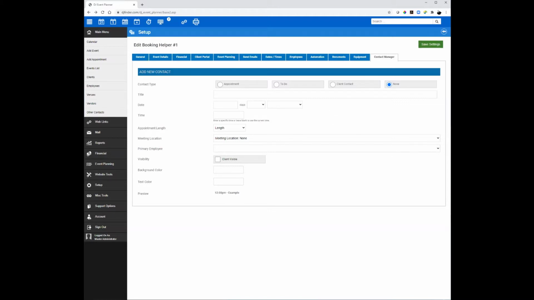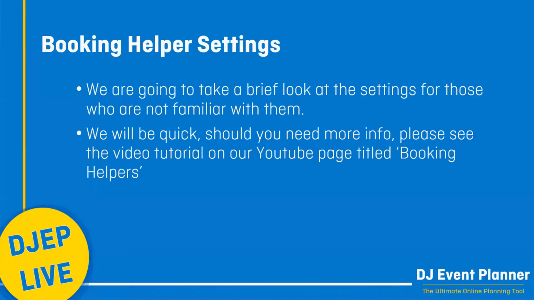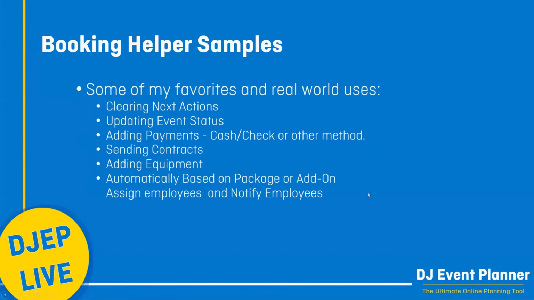Now we're going to go through some of my favorite settings. These are just a few of my favorite settings and real world settings. So clearing next actions, updating the event status, adding payments, cash, check, or other method, sending contracts, adding equipment to an event automatically based upon package or add-on, sending emails. I'll show you how that works, as well as how we can assign employees and notify employees. Those are some of my favorite booking helper things, and we're going to go through a couple of those and how to set those up.